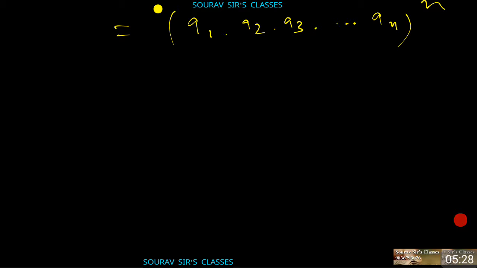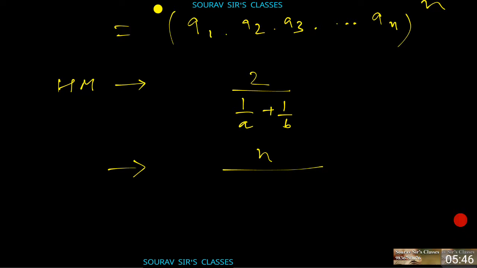Now we learn the harmonic mean. Harmonic mean is basically the mean of a harmonic progression, and for two numbers the harmonic mean is 2 divided by 1 by a plus 1 by b. For n numbers the harmonic mean is n divided by 1 by a1 plus 1 by a2, and this summation goes till 1 by an.